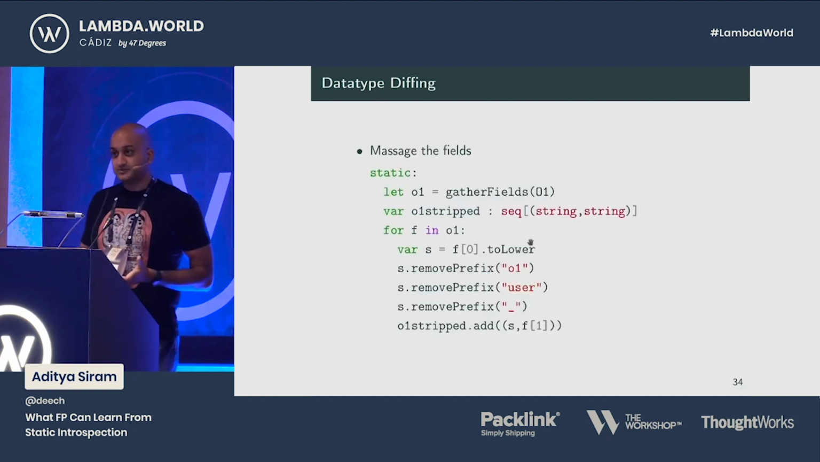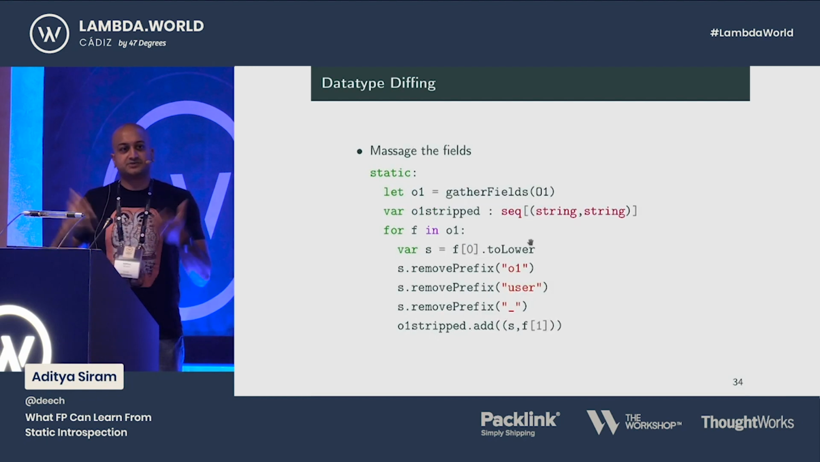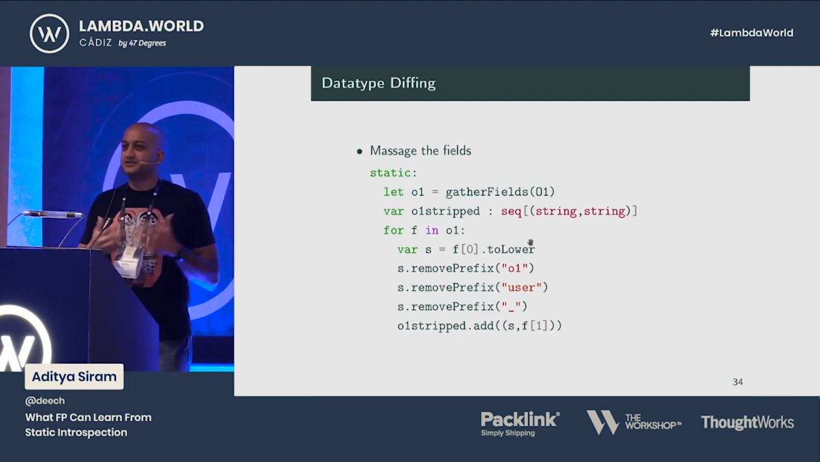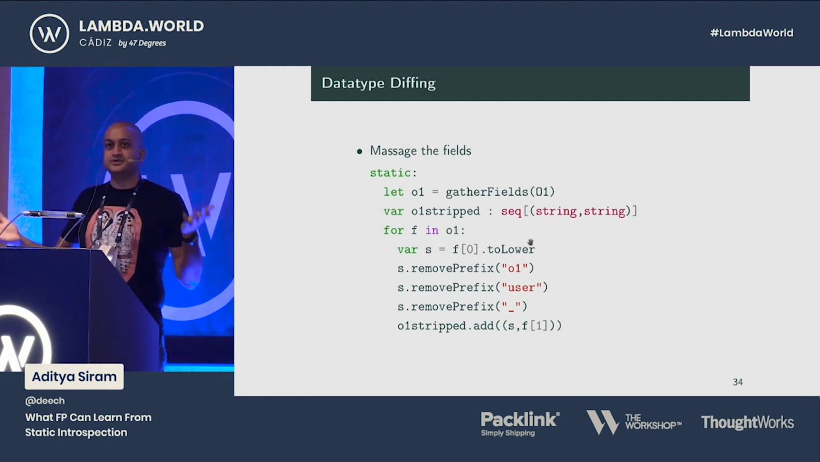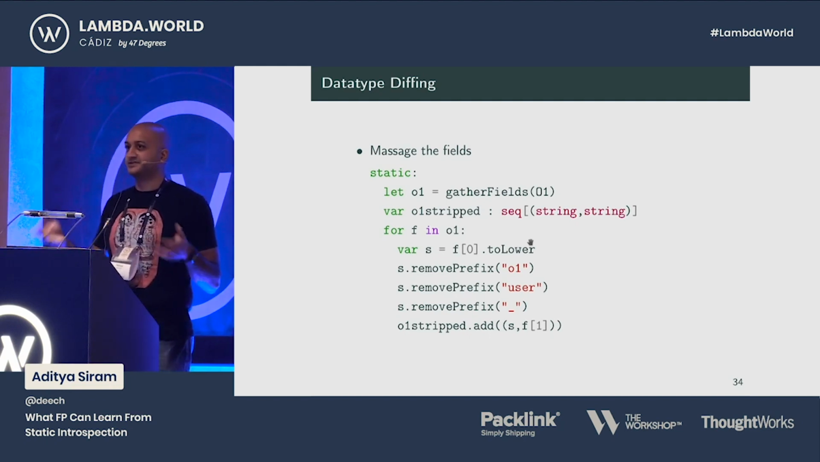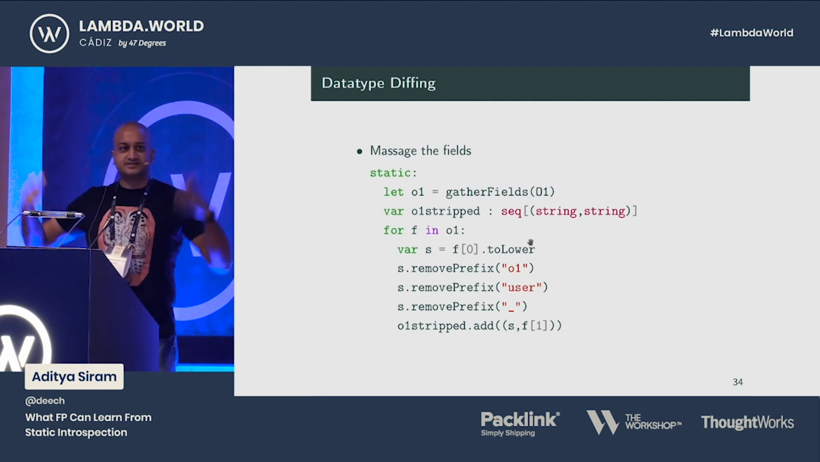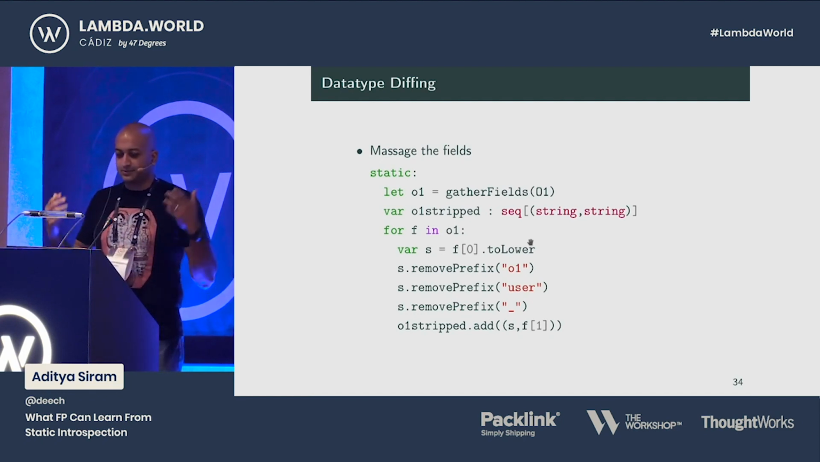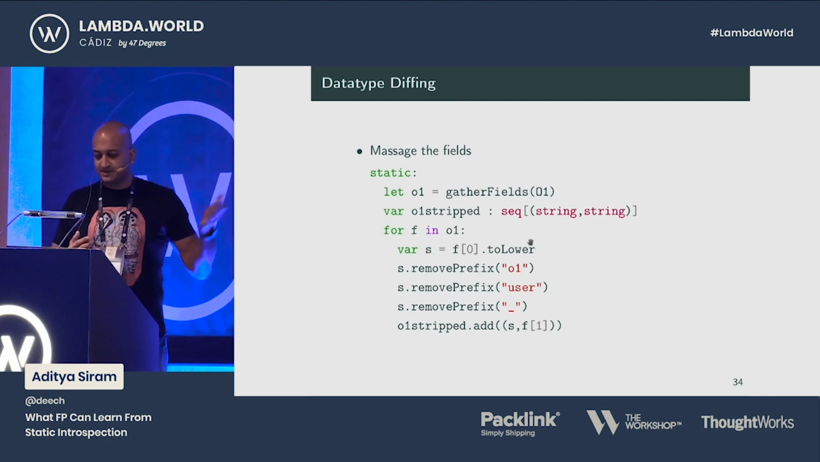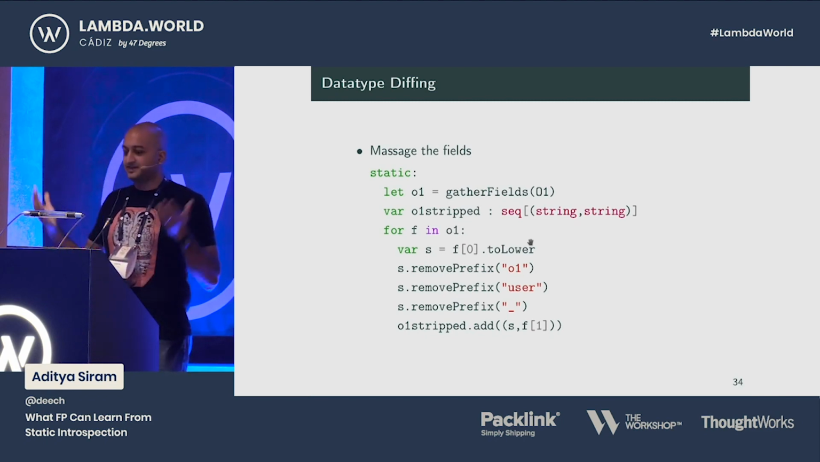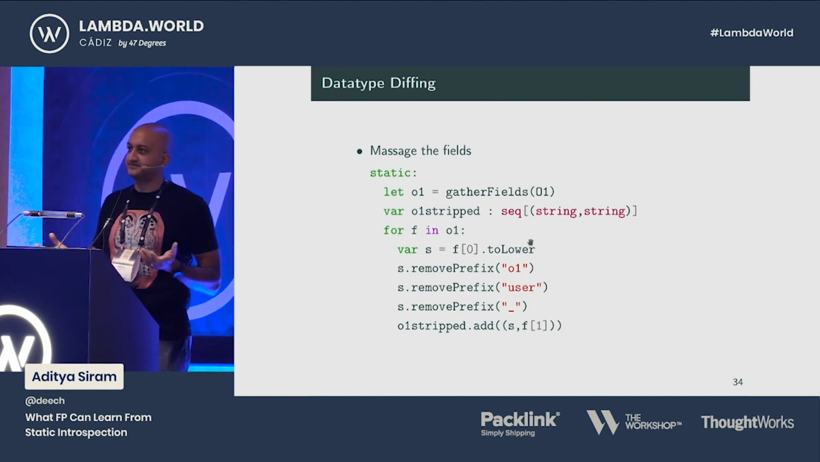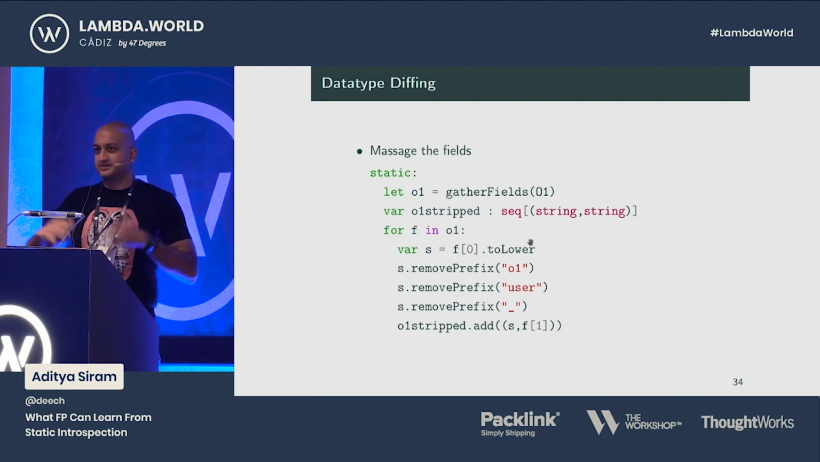So what we need to do now in order to diff these two is actually just massage the fields of the first object. A lot of data type diffing, a lot of record diffing is really just data massaging, the same as you do with CSV files that don't quite work. So we're gathering up the fields at compile time, and then we're stripping the O1 prefix off of those fields, the user prefix, the underscores, all of that stuff. So we're left with something relatively nice and clean.